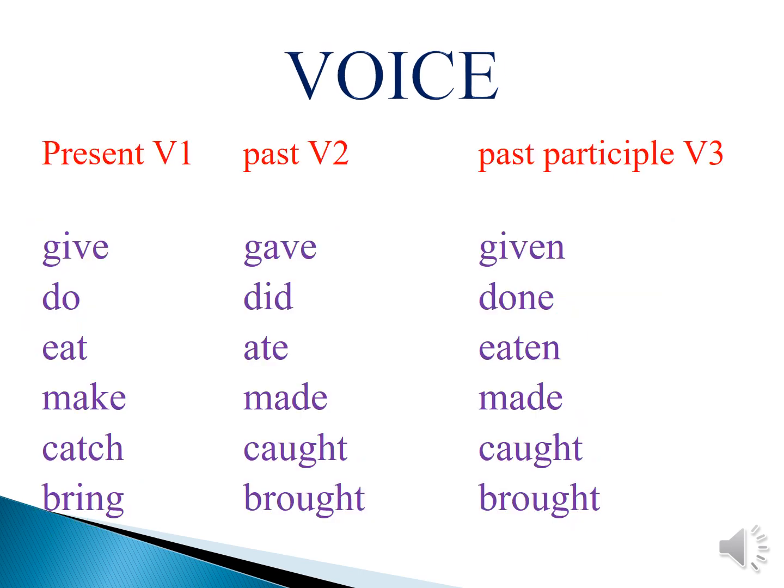Now V1, V2 and V3. First one is present tense. The verb give. The past tense of the verb is gave. V3 is given. Here are some of the verbs which you have to learn by heart.